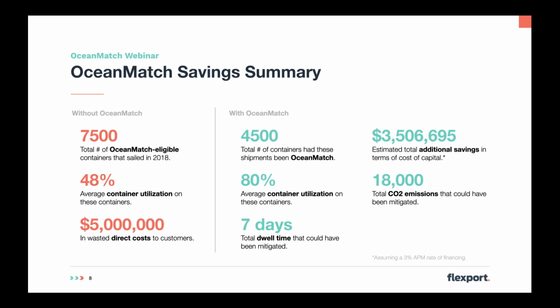So if we had moved these 7,500 containers into 4,500 containers by deploying OceanMatch as a viable solution, that could have resulted in a direct cost savings for our customers of about $5 million. And this is direct cost in ocean freight savings only. That's $5 million. Now, what we also noticed was when you are buying in full containers, you are essentially placing purchase orders with your factory, and you are waiting for them to produce enough to fill that container up. It doesn't matter if it's 48% utilization or 80% utilization.